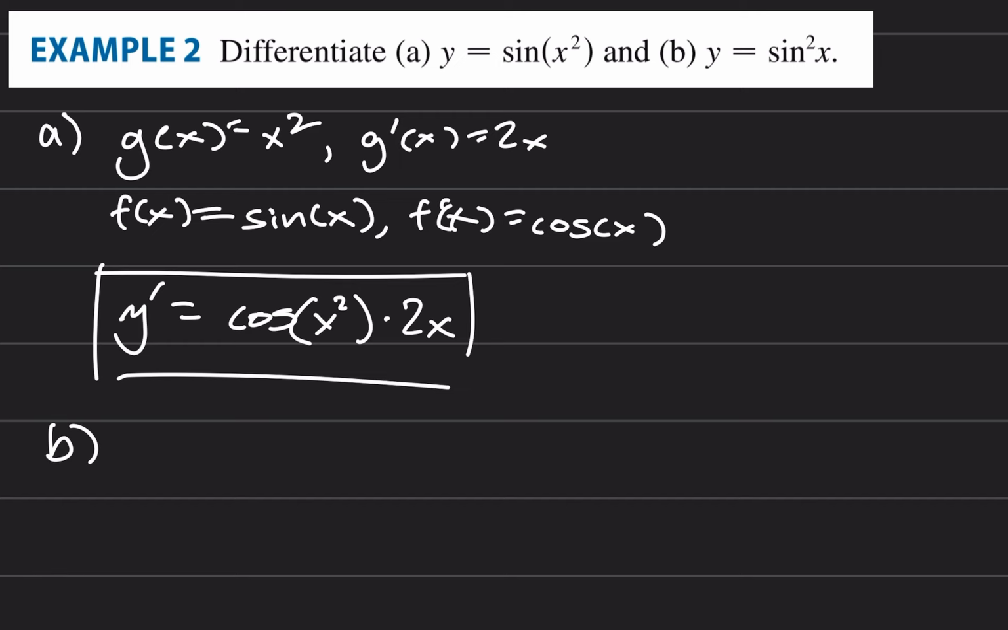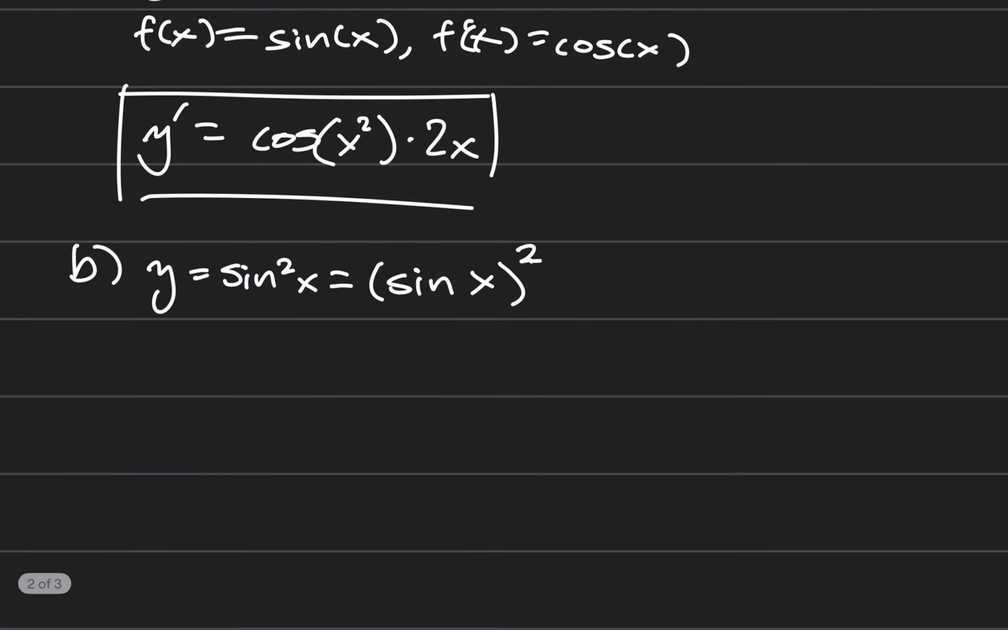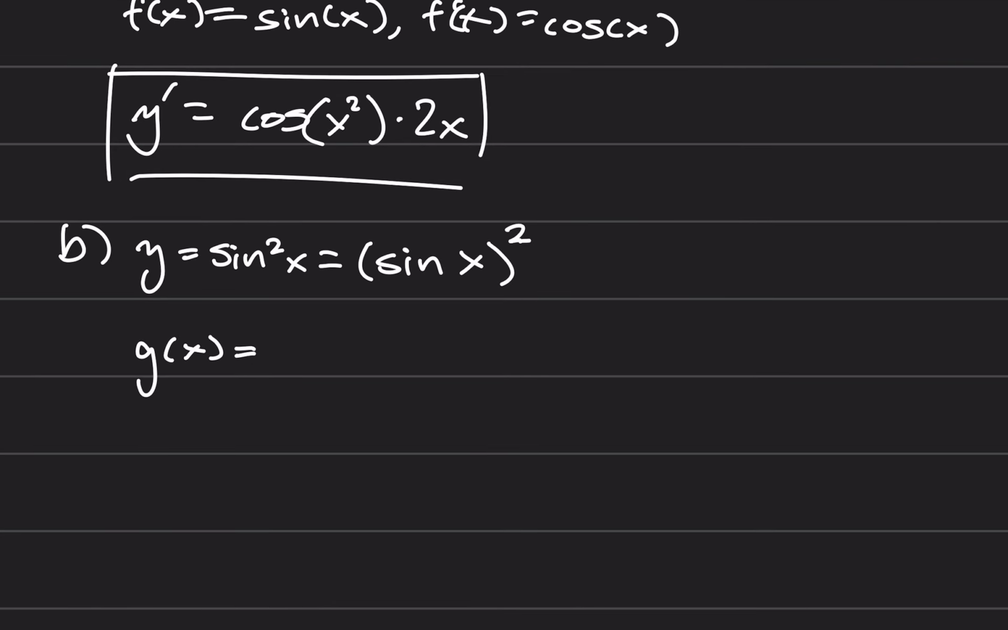Alright, B. So, we're going to rewrite this a little. Sine squared of x, we don't really clearly see it, but we can see which ones are inner and outer pretty clearly if we write it like this. Now, pretty clearly, the sine of x is going to be our inner function, and x squared is going to be our outer function, right? Outer function is going to be f of x is equal to x squared. I'm not going to do the check. You can do it yourself, but you will see that you get this.